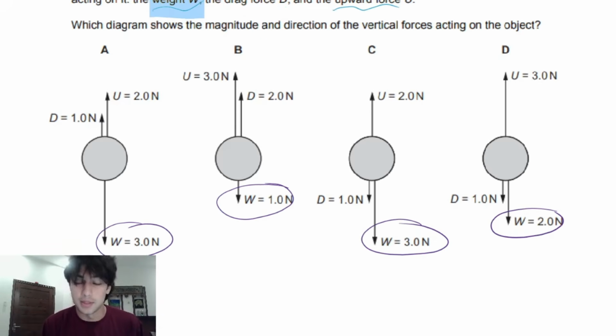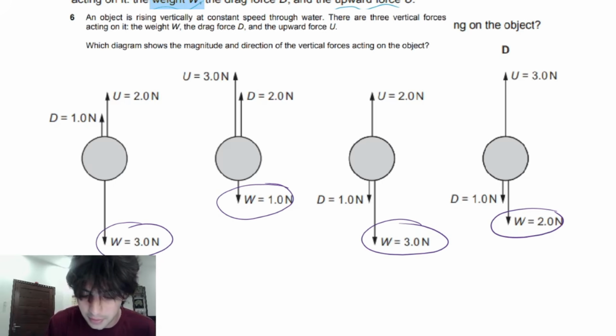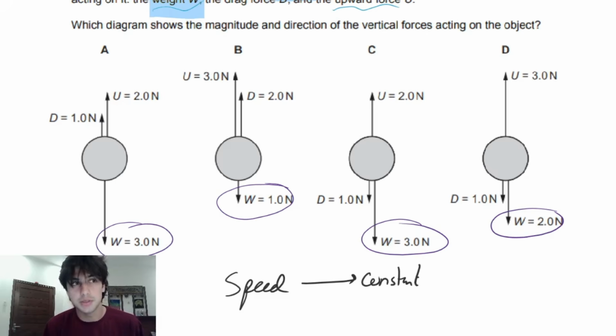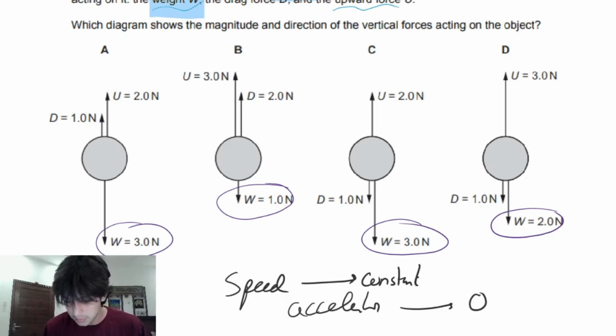Next up, if you guys didn't catch that, we can see that this is rising vertically at constant speed. If the speed is constant, what does that mean? Is the acceleration zero? Yes. Acceleration over here is going to be zero. If the acceleration is zero, that essentially means that the resultant force is also zero.